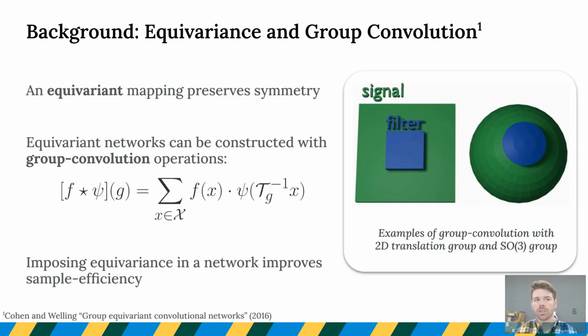2D convolution is a well-known instance of group convolution, where the filter is shifted in the 2D plane. For this work, we're interested in SO3 group convolution, where the filter is defined over the sphere or SO3 and rotated in 3 dimensions. Equivariant networks are useful since they have higher sample efficiency due to the generalization to transformations of the input.